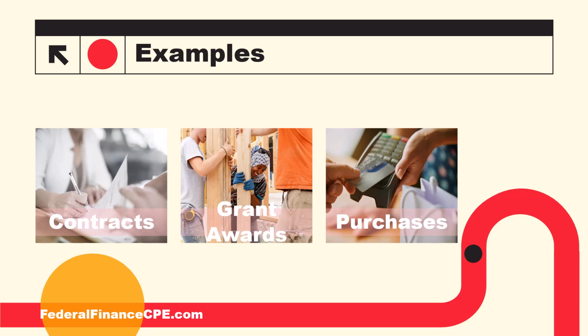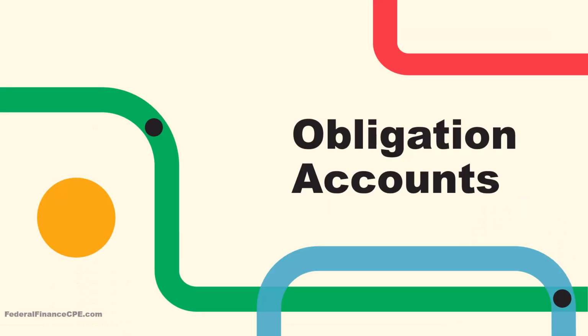There are more types of scenarios when an obligation might be created, such as contingent legal liabilities. Still, for our discussion, we will keep it simple with those earlier examples. Now that we understand obligations and some common examples, let's explore the specific accounts we can use to track them in the federal accounting system.